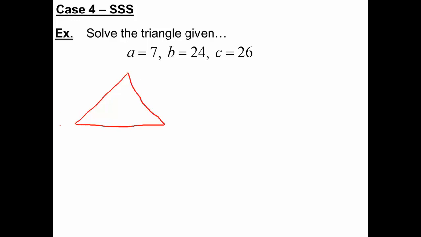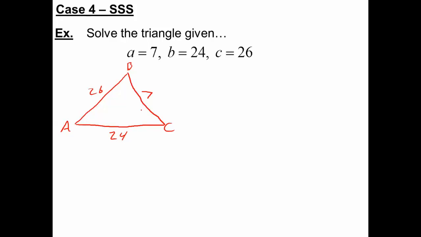And as always, it doesn't matter how you label it. I'm going to go ahead and label this A, I'll label this B, and I'll label this C. So if this is A, B, C, then side A would be 7, side B would be 24, and side C would be 26. Alright, now notice the things that are missing are the 3 angles, angle A, angle B, angle C.